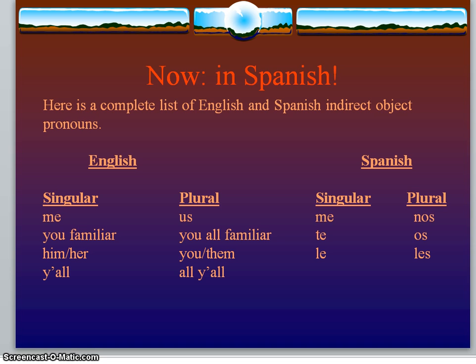Okay, so now in Spanish, here is a complete list of English and Spanish indirect object pronouns. In English, they are me, you familiar, him, her, or you formal. Plural ones are us or you all familiar, you or them, and you all plural. In Spanish, the pronouns are me, te, le, nos, os, and les. Notice, these are the only two forms, essentially, that are different from direct object pronouns.